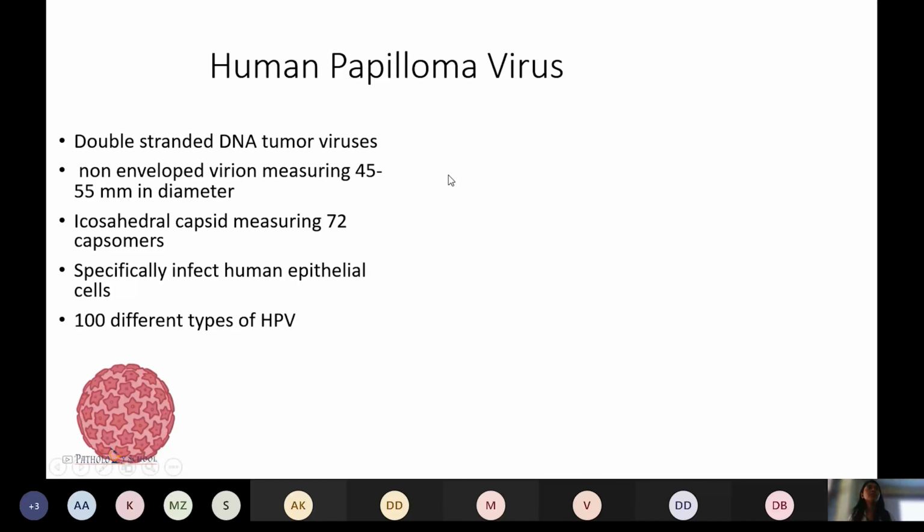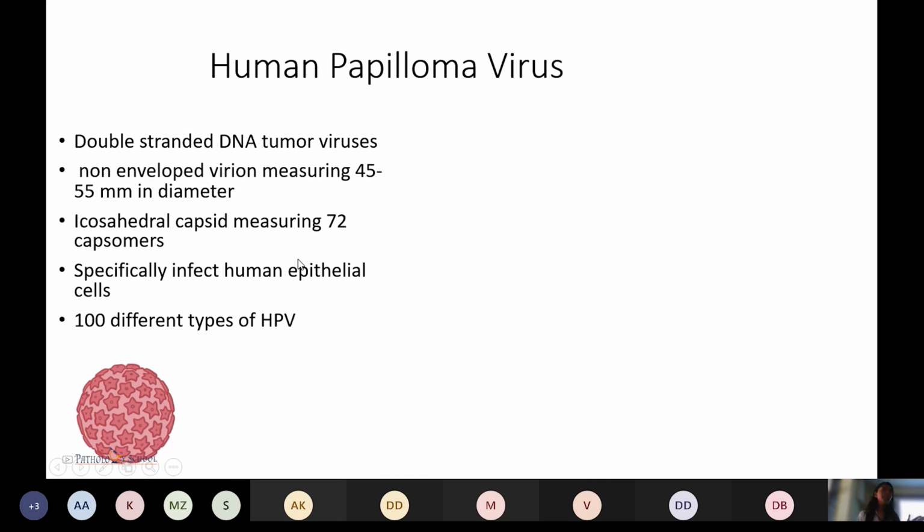So HPV is a double-stranded DNA tumor virus. It has a double-stranded genome which is 8,000 base pairs in length. It has a non-enveloped virion which measures almost 45 to 55 nanometers in diameter, and it has an icosahedral capsid. A capsid is something that protects the viral DNA. So it has an icosahedral capsid which has 72 capsomeres. It specifically affects the human epithelial cells.